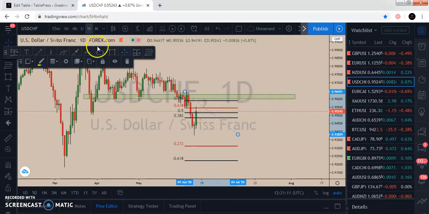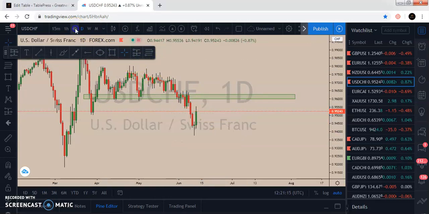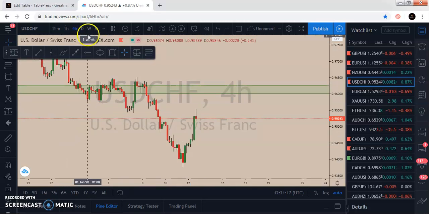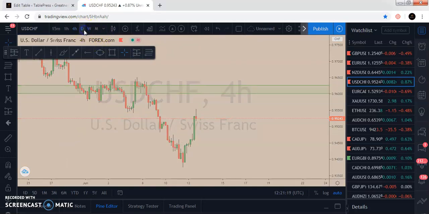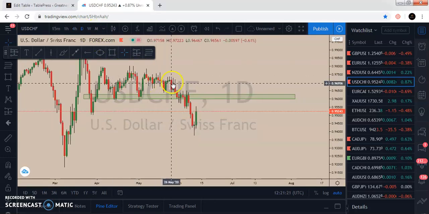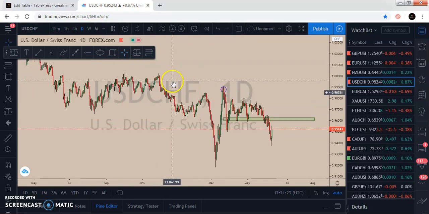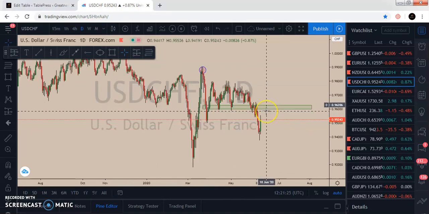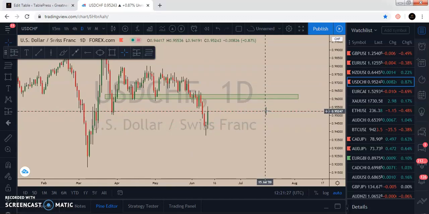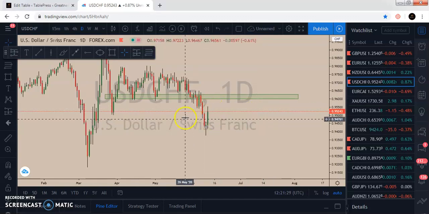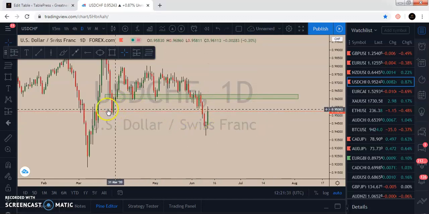So if it closes below this region, then you should be looking for one of your short opportunities if your entry rules are satisfied from the four-hour time frame. So overall, we are looking for a short opportunity here. Though we have been shorting this pair since last week from somewhere here, since we have closed our position, we are still looking for another short opportunity if the market will provide one.